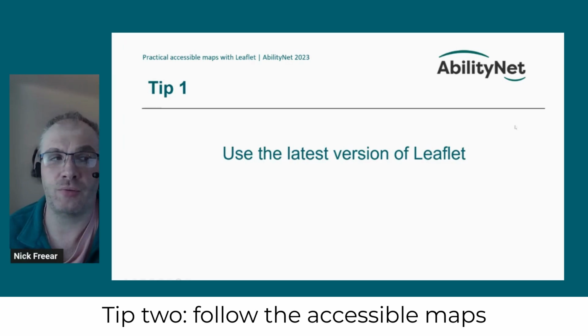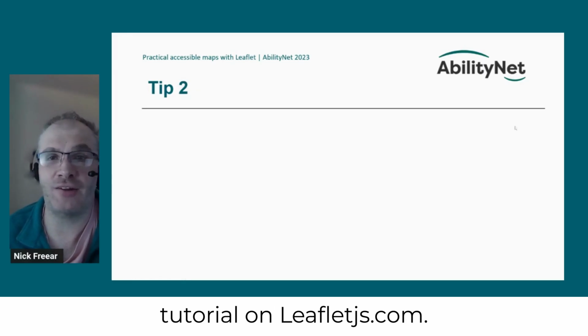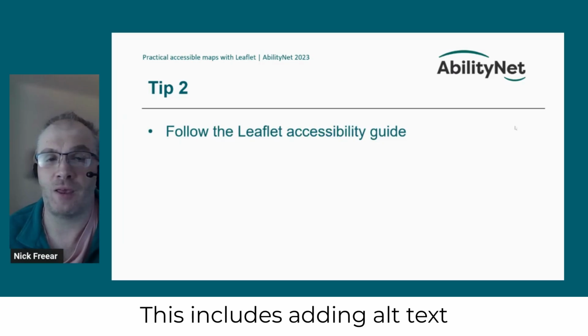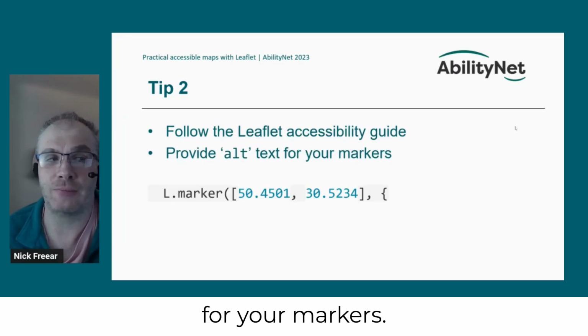Tip 2. Follow the Accessible Maps tutorial on leafletjs.com. This includes adding alt text for your markers.